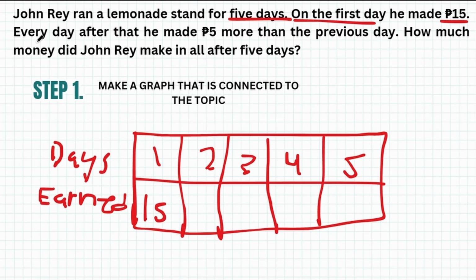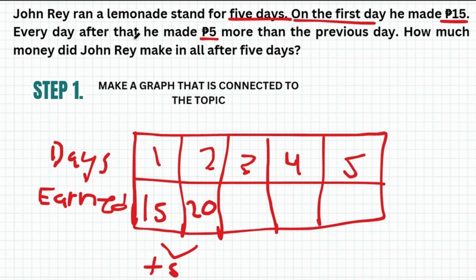Tapos, sabi dito, every day after that, he made 5 pesos more than the previous day. So, kung ilan to, di ba 15, dadagdagan nyo lang siya ng 5. So, 15 plus 5 is 20. Di ba? Ayun, nakuha nyo na. So, 20 pesos yung kinita niya on the second day.